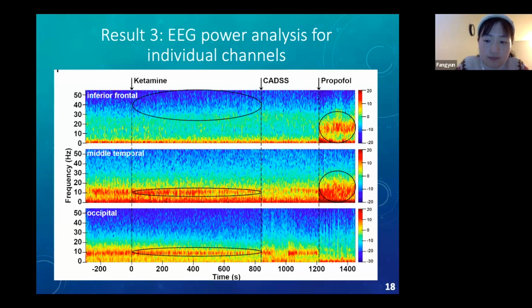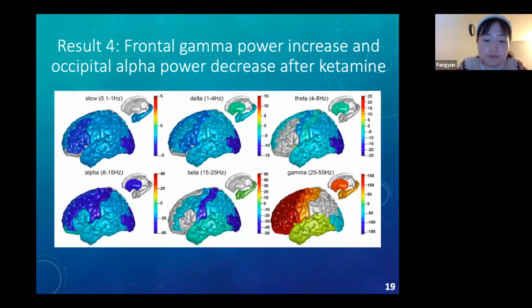In contrast, the reduction of alpha oscillation in the occipital channels was further enhanced with the adding of propofol. This result suggests that the intracranial EEG dynamics induced by ketamine and propofol are location and frequency dependent.